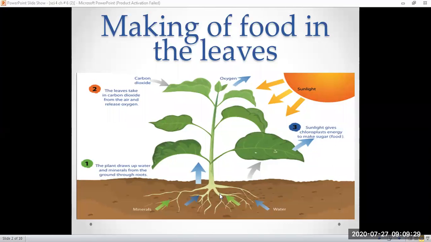When water and carbon dioxide are present in the presence of sunlight, the plant is able to make its own food. The food of the plant is known as sugar, and we get oxygen and sugar as the result. The reactants in photosynthesis are water and carbon dioxide. In the presence of sunlight, they make sugar, which is the food of the plant, and they make the oxygen which is needed by us and all living creatures.